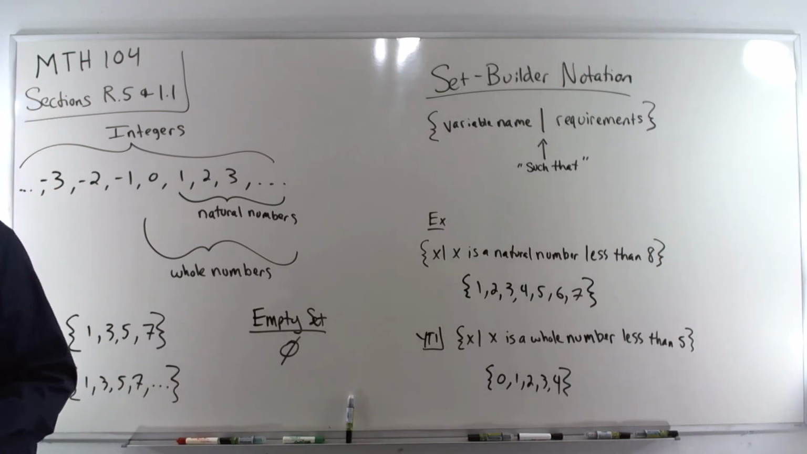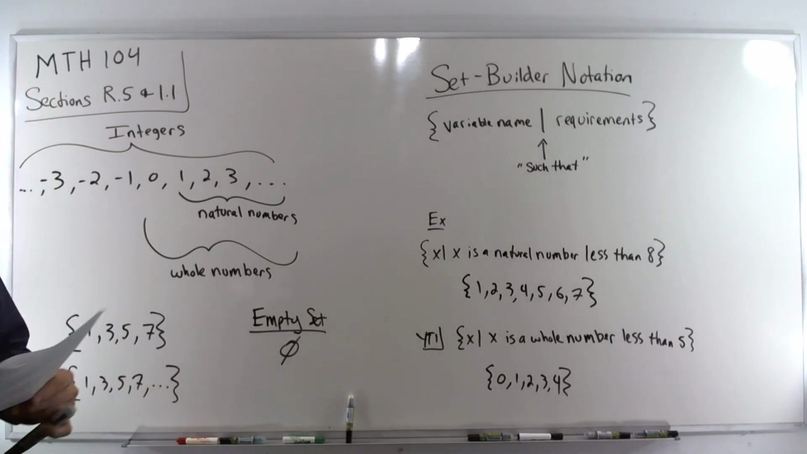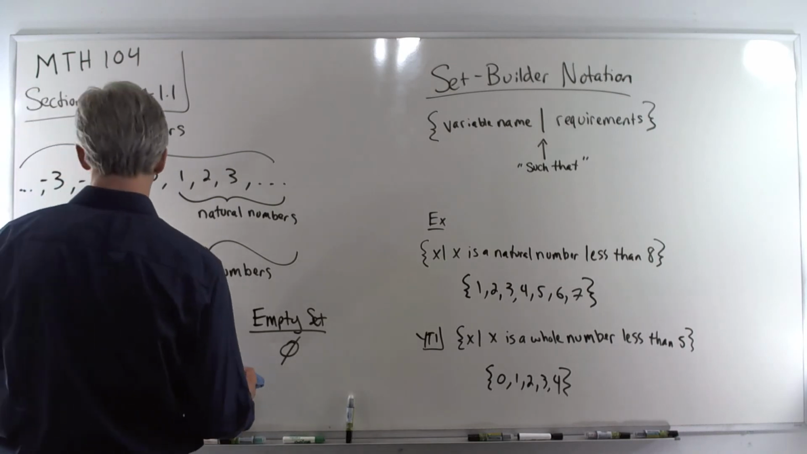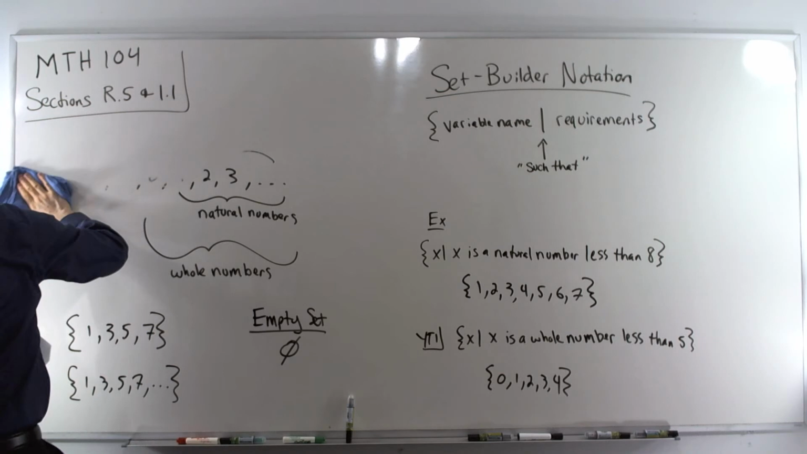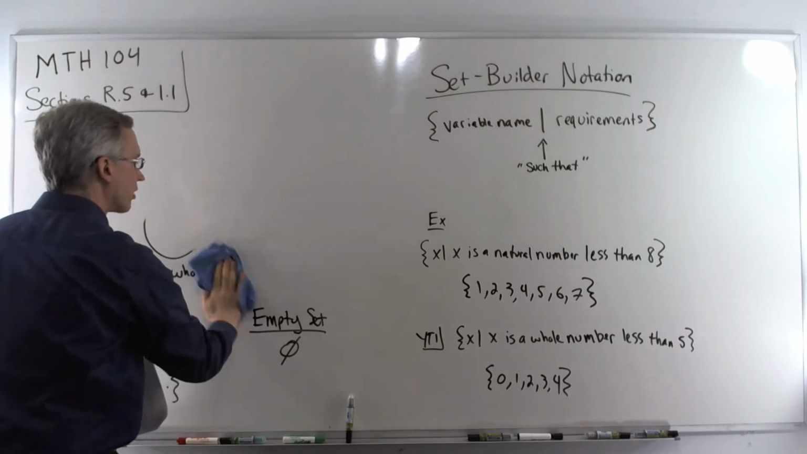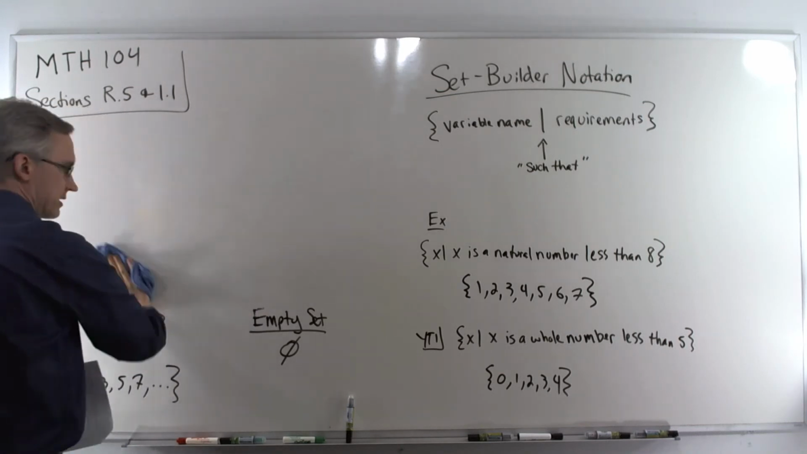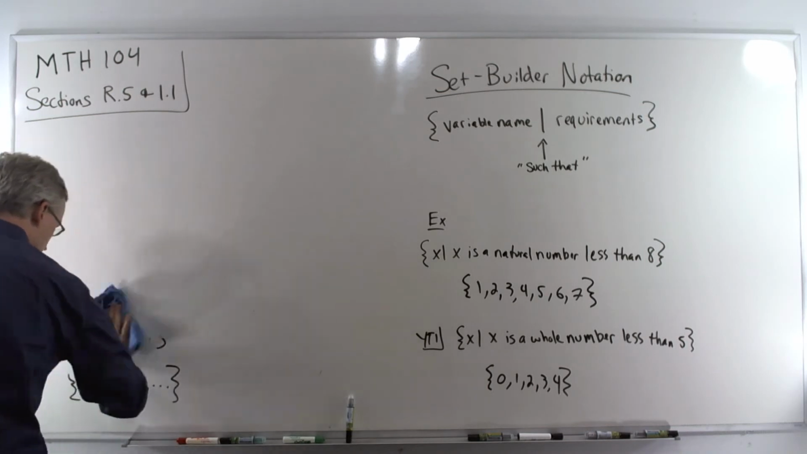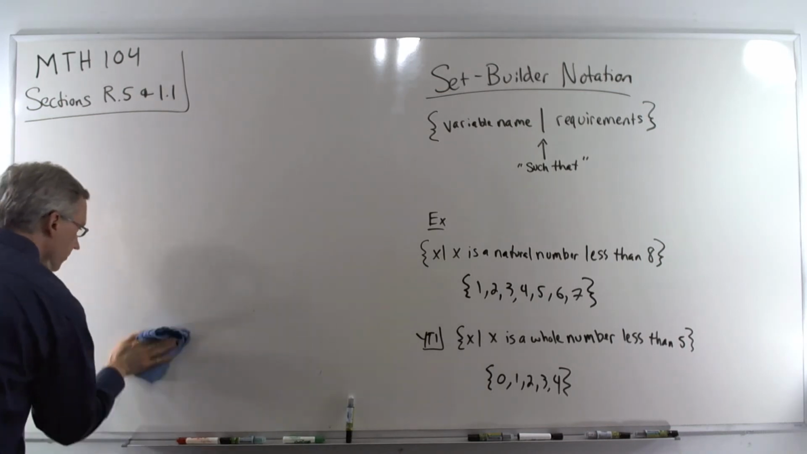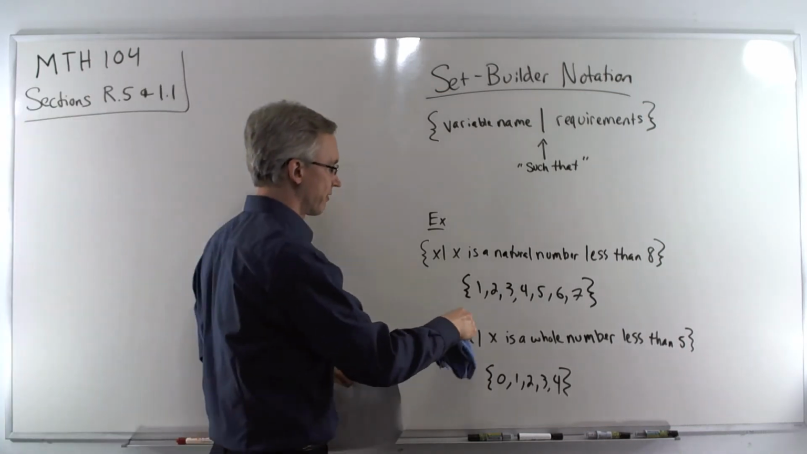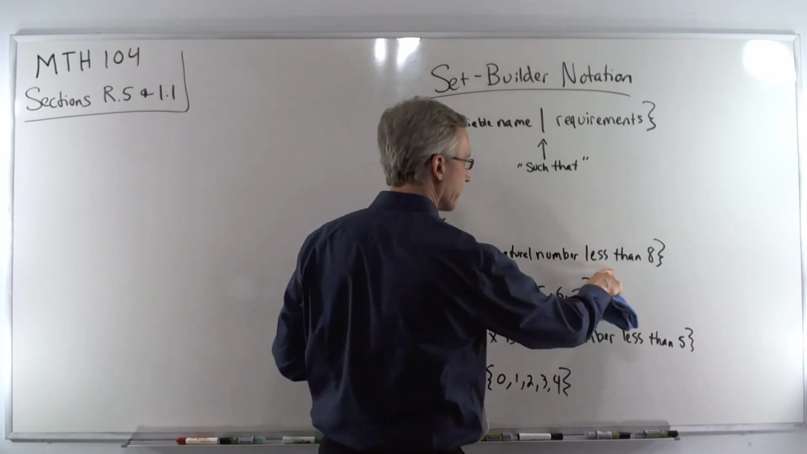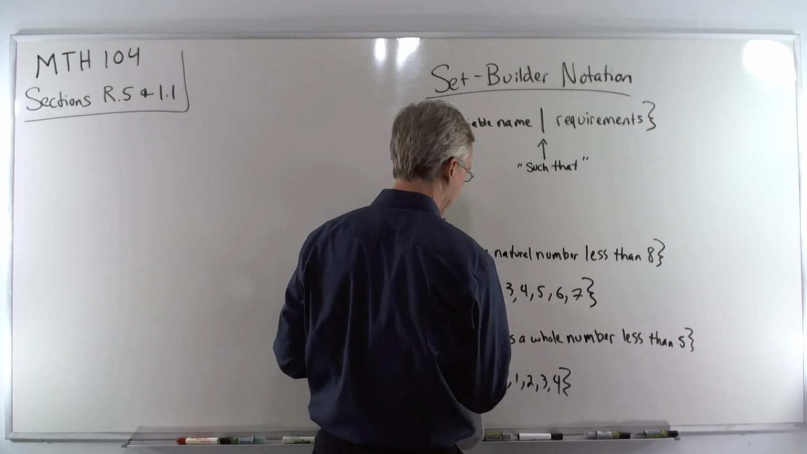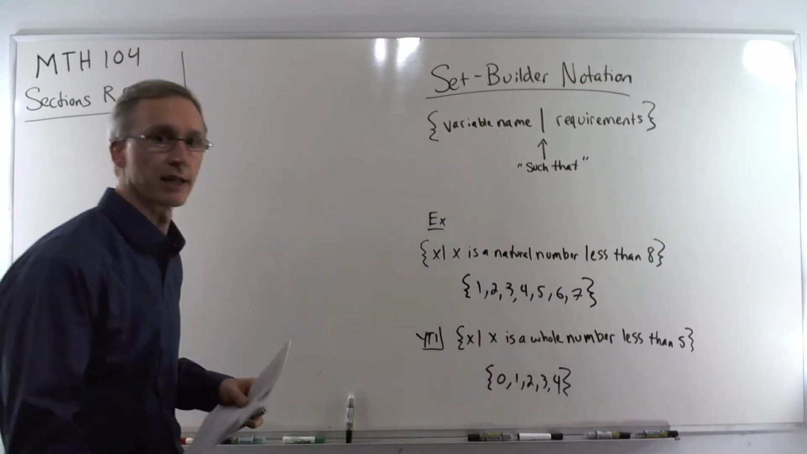All right, next up, we have list the elements of the set. X is a whole number greater than 5. Now, up till now, we've been working with finite sets. So with the natural numbers, 1 is the smallest natural number, so we can't go any lower than that. And we're given it's less than 8. So we have both a lower limit and an upper limit. So that gives us a finite set.